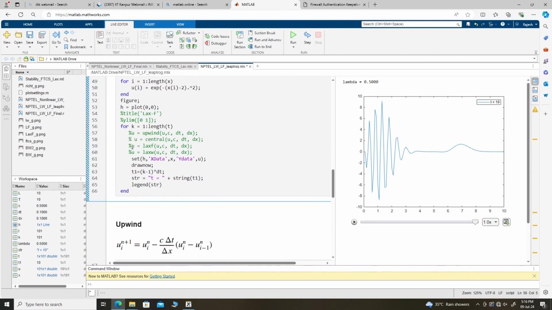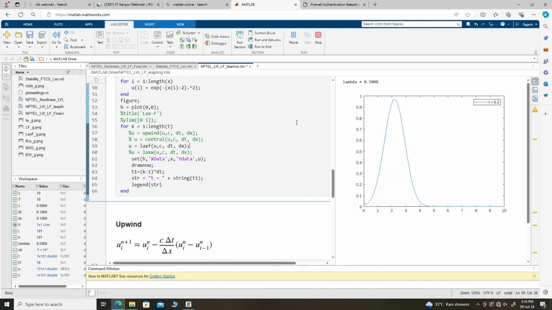Let's go and look at the Lax-Friedrichs scheme. As we know, it is a very dissipative scheme, and that is observed here. You can see how it is attenuating. Let me just fix the y limit here.